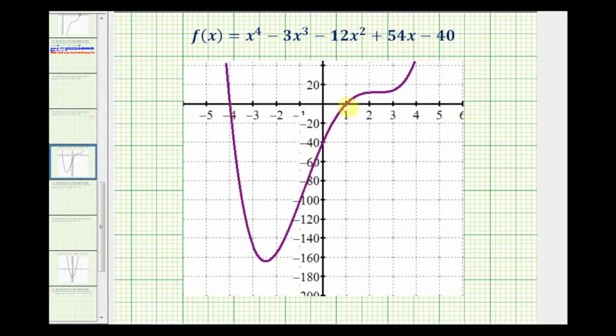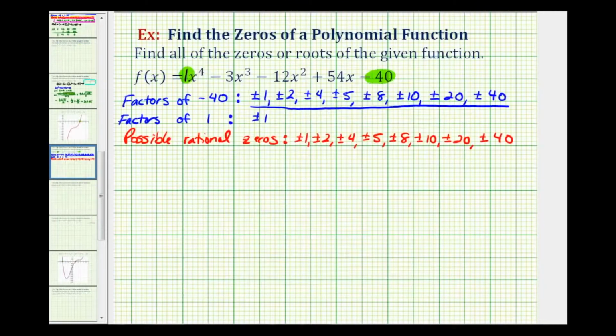Notice how it has two x-intercepts, which means it has two real zeros, and luckily they're also rational. We have an x-intercept here of negative 4 and an x-intercept here of positive 1. That means two of our zeros of the function are negative 4 and positive 1. This also tells us the other two zeros would have to be complex zeros. So again, because of the graph, we know that two of the zeros are x equals negative 4 and x equals positive 1. Notice how both of these are in the list of possible rational zeros.